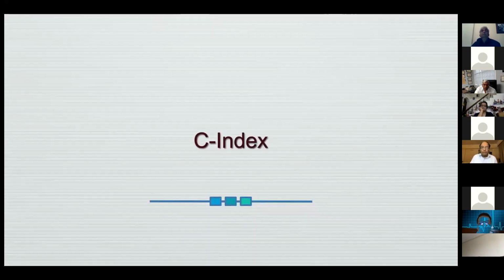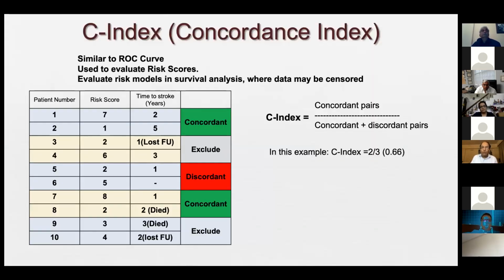The last thing I want to talk about is the C index, which is again a very commonly mentioned statistic these days. It is basically used to evaluate risk scores. It is very similar to ROC curves, but more often used for risk scores like CHADS-VASc or the ABC death risk score and so on. So it assesses their performance. And the way it is calculated is like this. It's a very small example.